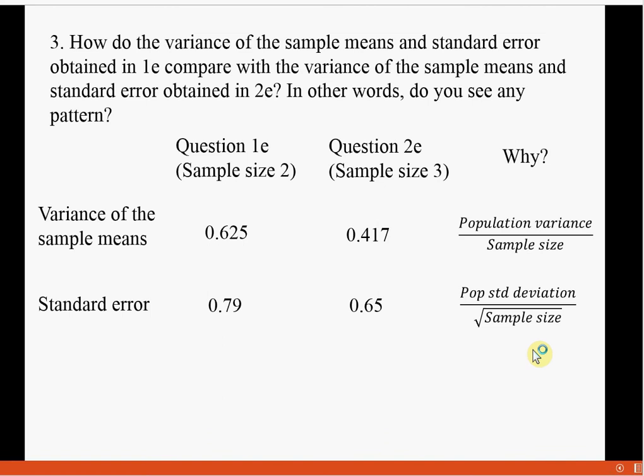So one sure way to increase accuracy in your estimation is to use a larger sample size. When the sample size is larger, you have more information, the standard error or the variance becomes smaller, and therefore the estimation is more accurate. So that is one important conclusion, right?